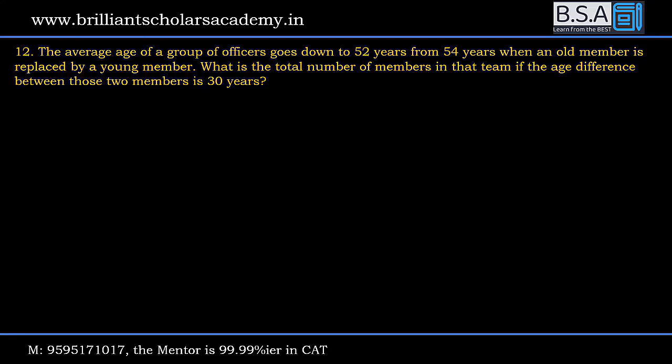The average age of a group of officers goes down to 52 years from 54 years when an old member is replaced by a young member. What is the total number of members in the team if the age difference between the two members is 30 years? So I want you to again think in terms of delta or change. Day before yesterday, we spent about 20 minutes on different variations of averages based upon delta, method of change.